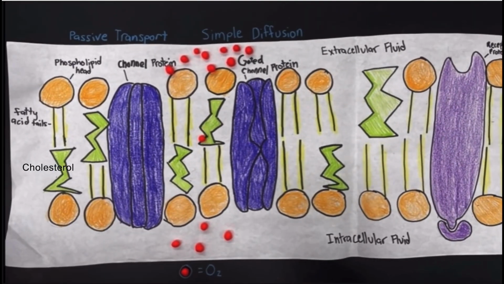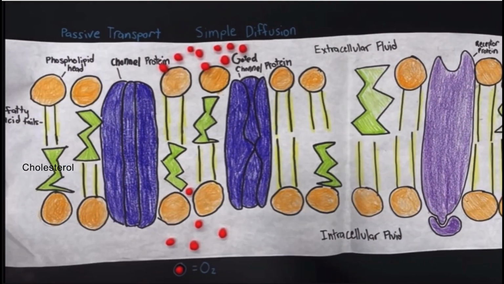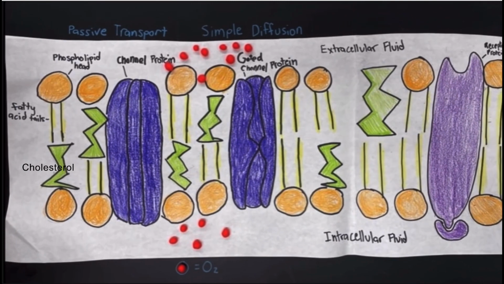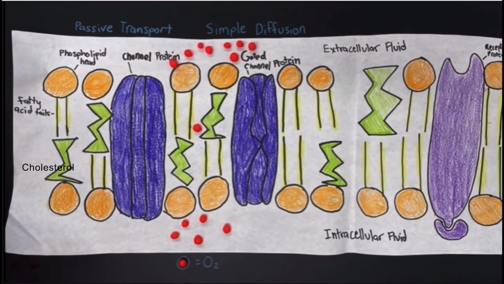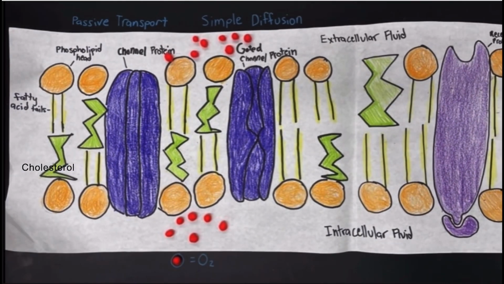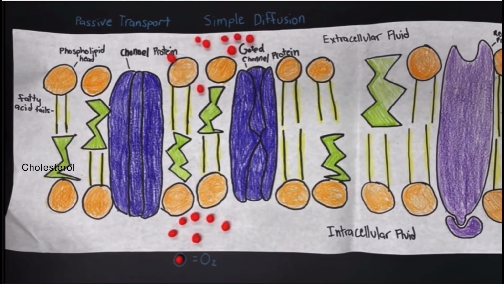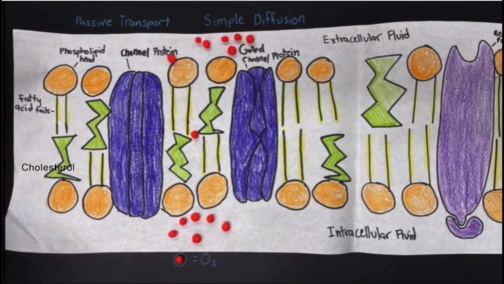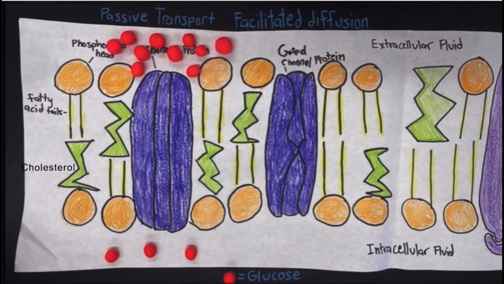Simple diffusion is a form of passive transport where small nonpolar molecules diffuse through a semi-permeable membrane without the aid of a protein. Simple diffusion requires no energy because the molecules move with the concentration gradient. Simple diffusion allows molecules like oxygen and carbon dioxide to diffuse through the membrane.